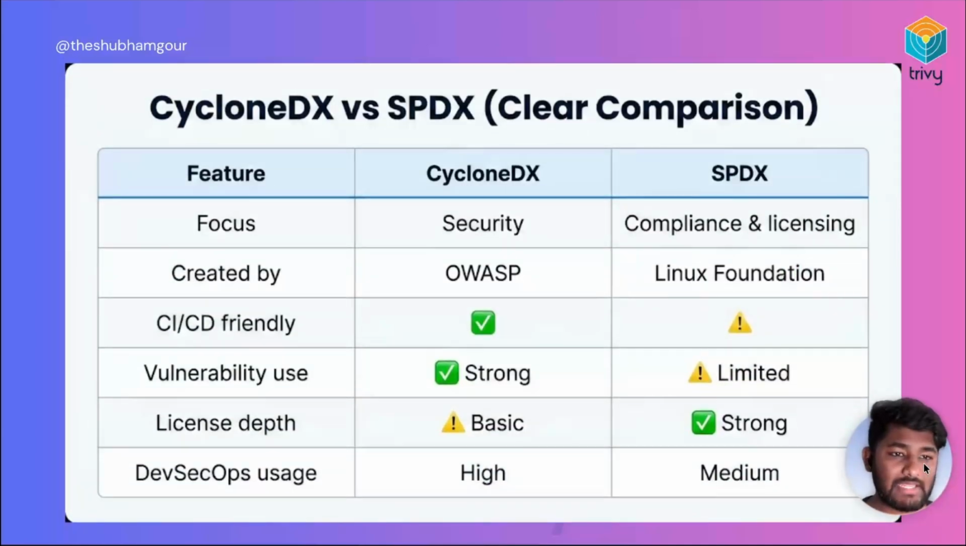Here you can find a comparison between CycloneDX and SPDX. CycloneDX focuses on security, whereas SPDX focuses on compliance and licensing. CycloneDX is created by OWASP, SPDX by the Linux Foundation. In terms of CI/CD, CycloneDX is user friendly, SPDX might not be. In terms of vulnerability use, CycloneDX has a good use case because it pulls data from multiple sources, whereas SPDX is only maintained by the Linux Foundation. In terms of license, SPDX is good, whereas CycloneDX has only basic information.